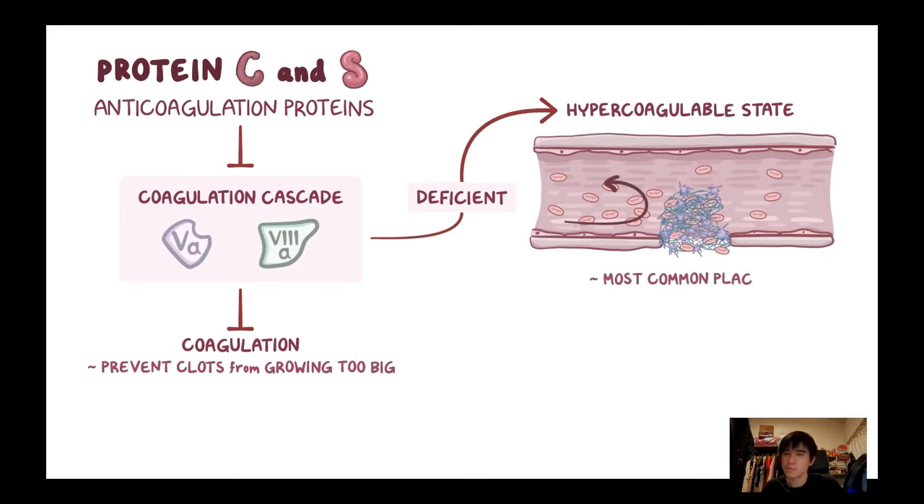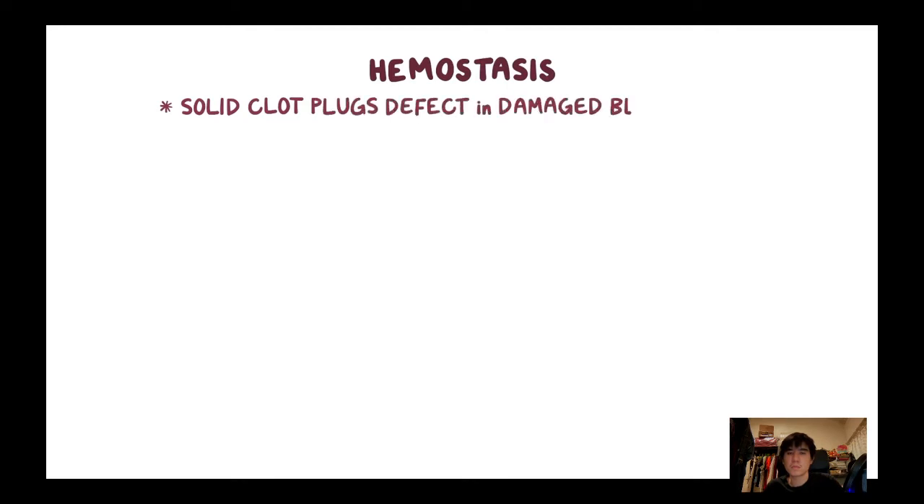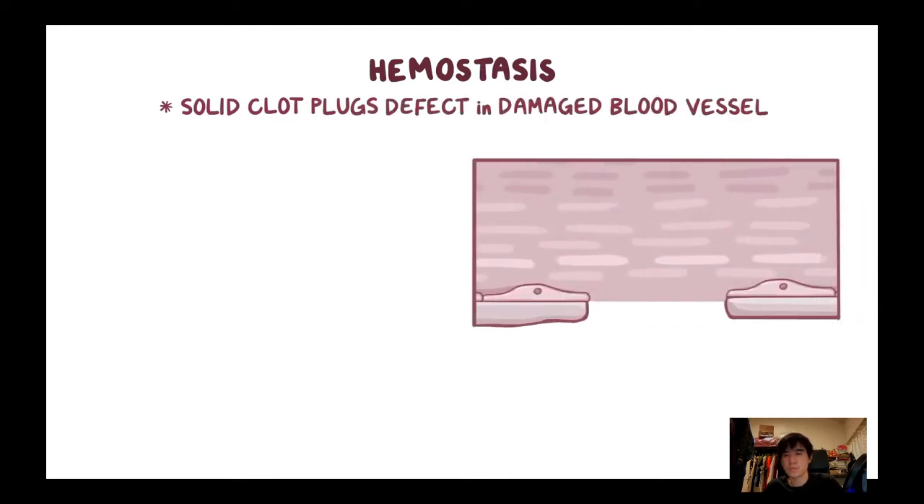The most common places for such clots to develop are in the deep veins of the legs and in the vessels that carry deoxygenated blood through the lungs. Normally, protein C and protein S are two of many proteins or enzymes that regulate the complex process called hemostasis. This is where a solid clot forms in the flowing liquid blood to plug the defect in a damaged blood vessel. It has two steps.